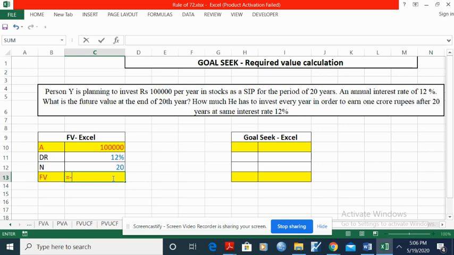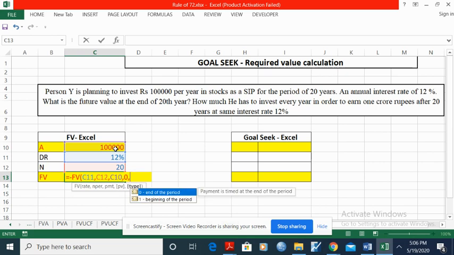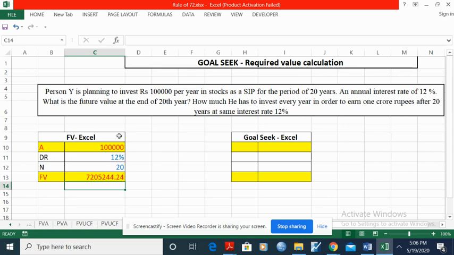So equal to minus FV, right? Double click. Interest rate is 12 percent. Number of years is 20. PMT means the constant stream of cash flow every year. Every year he is planning to invest 1 lakh rupees, so we have to consider PMT here. No present value. We assume that the payments happen at the end of the period. Enter. So if we invest 1 lakh rupees every year for 20 years, assuming an interest rate of 12 percent, he will get 72 lakhs 5,244 rupees.